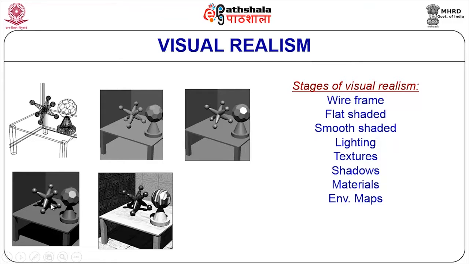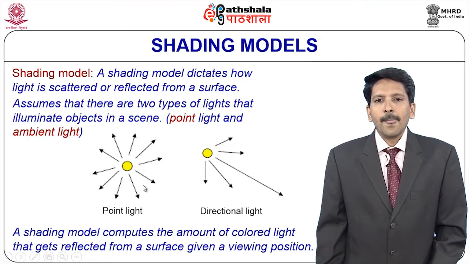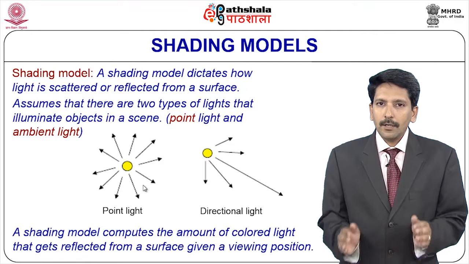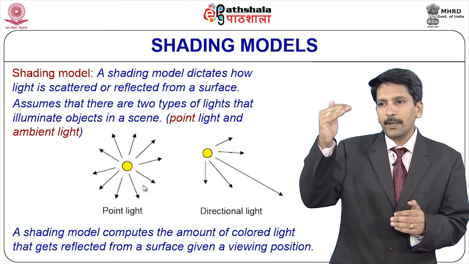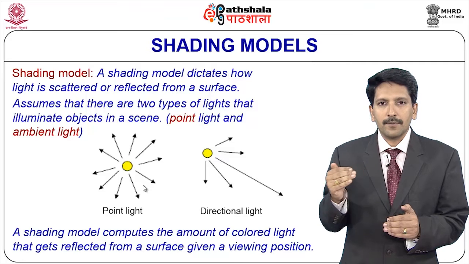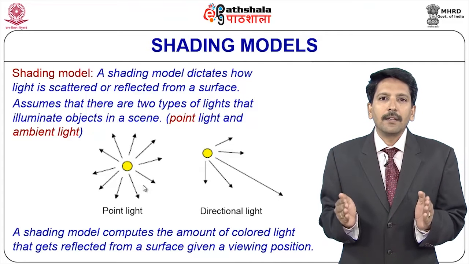Then we further add textures, and as you can see in the last picture here, some textures are added, so that depending on what texture we add, it appears to be made up of that material. This texture here looks like it is made of wood. It is a wood texture that we have applied on the object. That is how we achieve visual realism. So what is a shading model? We are going to start looking at the first step in the sequence of visual realism, as I said. The first thing is the wireframe model.